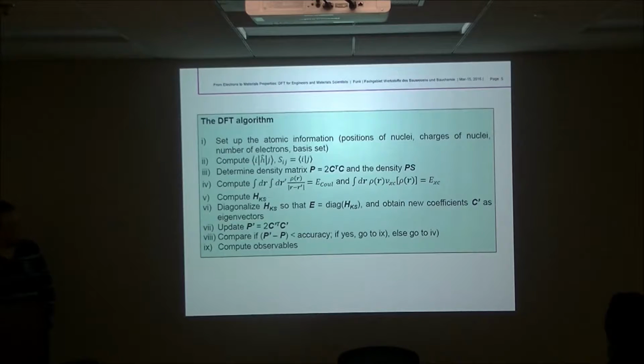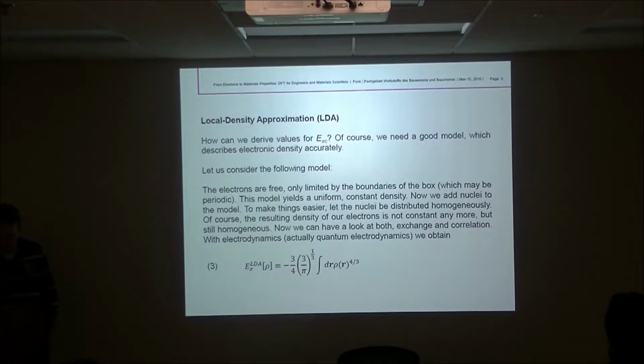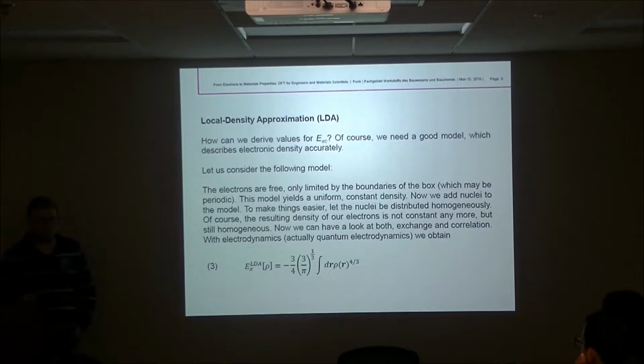So this is our algorithm. Now we need density functionals, right? So somehow we need to have this exchange and correlation energy, which we somehow need to derive. So first of all, we need a good model. What is a good model? Well, a good model is when it describes our density accurately, correct?